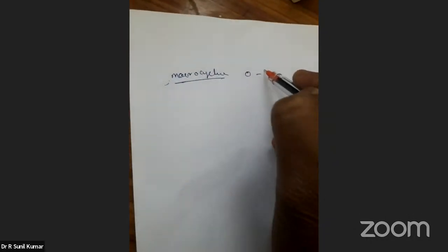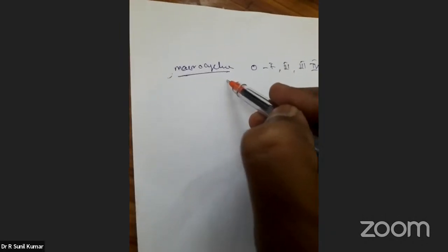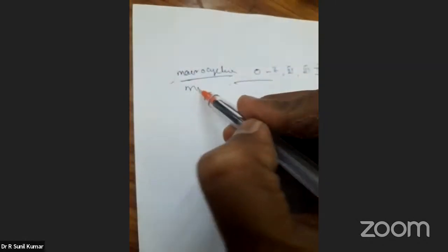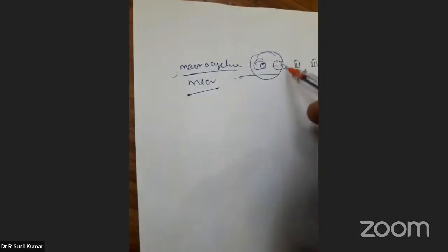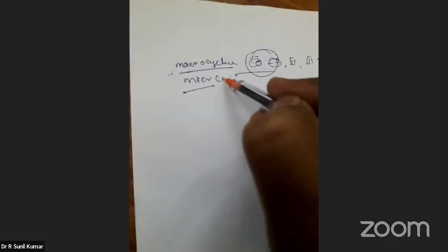Macrocyclic means stages 0 to 1, 2, 3, 4. These are the five types of spores found on different types of hosts in the macrocyclic life cycle. Microcyclic means one or two spores are missing. For example, if stages 0 and 1 are missing in the life cycle, it is called the microcyclic life cycle.